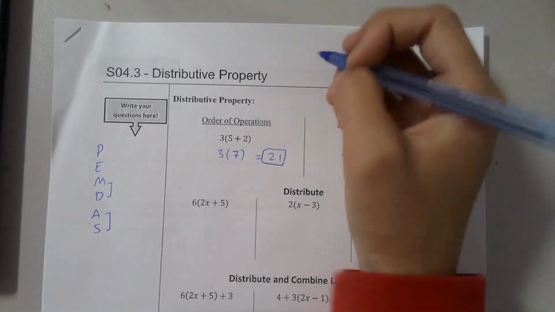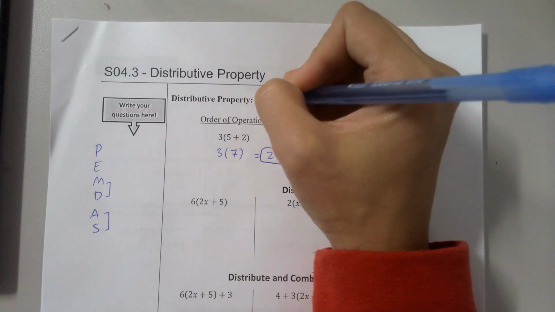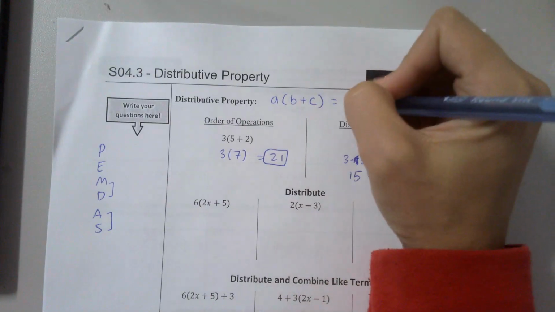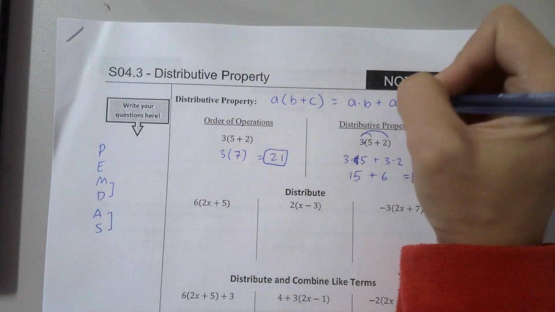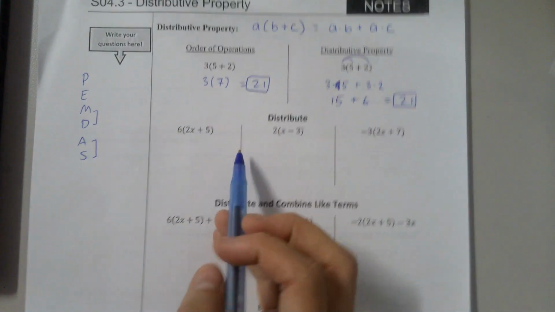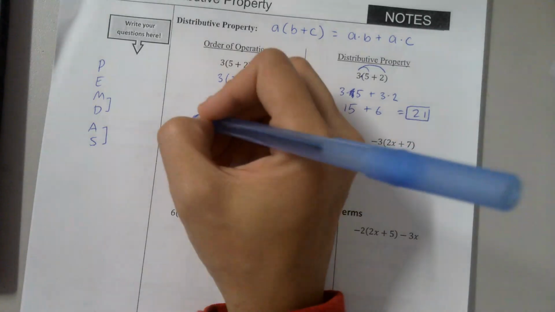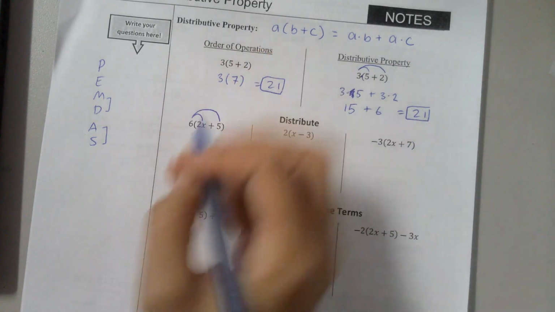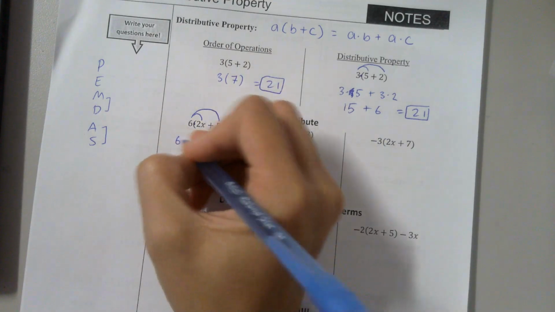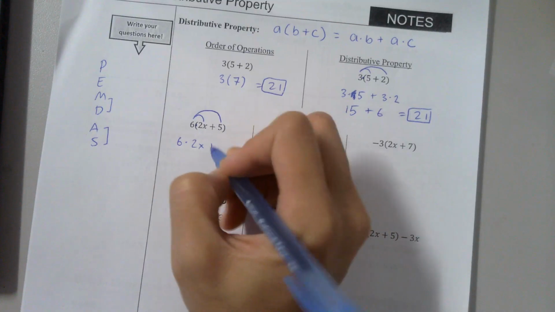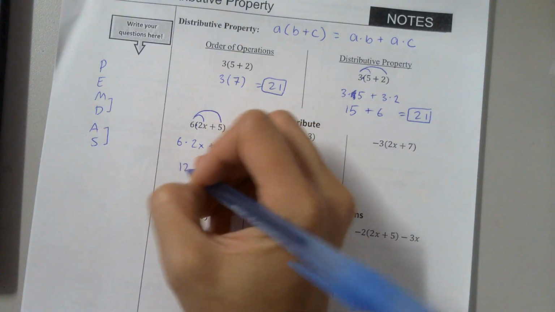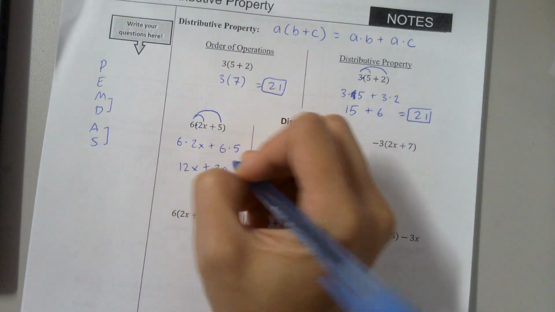But let's put the actual definition of the distributive property up here. We have a(b + c) equals a times b plus a times c. Alright, let's distribute. So we have this right next to it. We know there's a little multiplication sign right there. So we have 6 times 2x plus 6 times 5. This turns into 12x plus 30, and that is it.